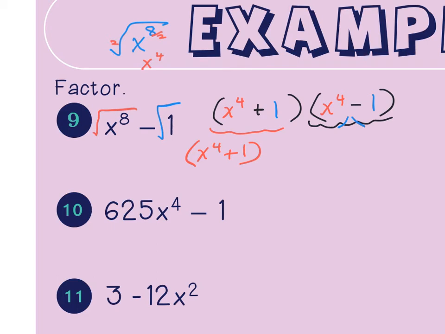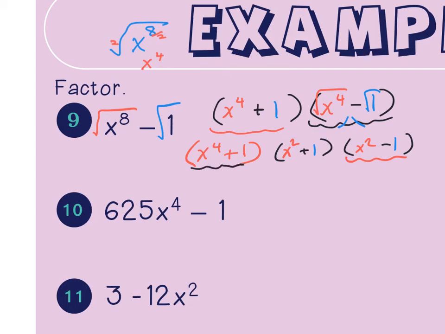Again, I'm going to square root both terms. So when I square root x to the 4th, I get x squared. When I square root 1, I get 1. And again, 1 gets a plus sign, 1 gets a minus. Notice I'm still not done. I still have a binomial that is the difference of two squares. I can keep going on this one.